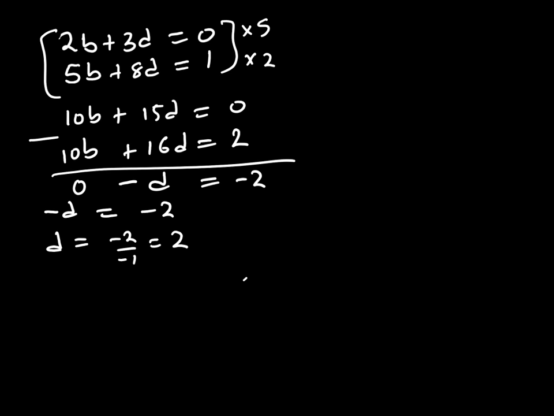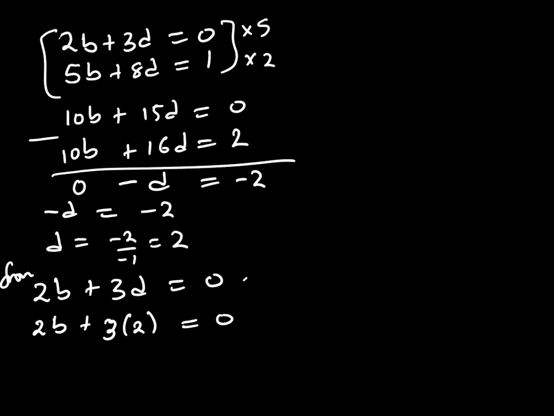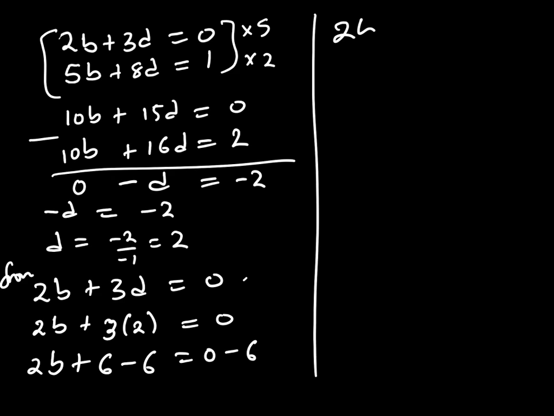Now, to find b, just substitute. Pick any of the equations, either the 2b or the 5b, whatever you want. 2b plus 3d equals 0. I will use this equation. So I have my d is equal to 2. 2b plus 3 times 2 equals 0. And 3 times 2 is 6. So 2b plus 6, minus 6, is equal to 0 minus 6. What do we get? 2b equals negative 6. And b equals negative 3.